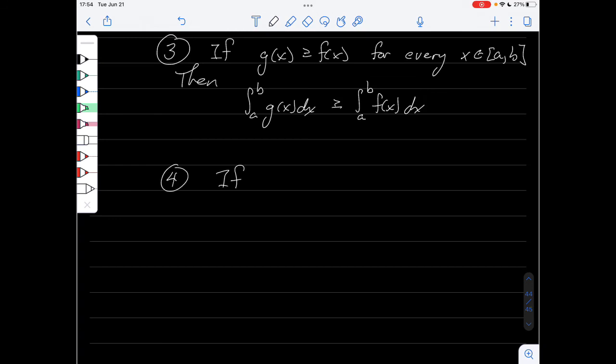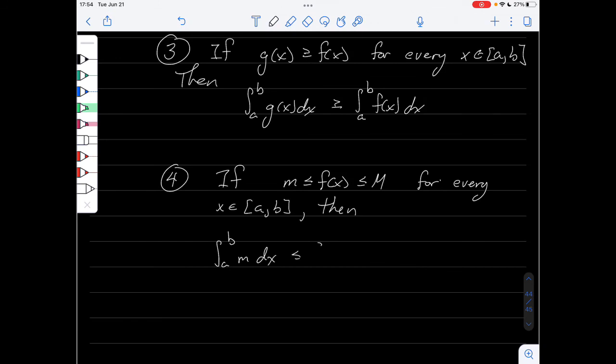So the property is that if little m is less than or equal to f of x, is less than or equal to big M for every x in the interval from a to b, then using property 3, the integral from a to b of m, little m, is less than or equal to the integral from a to b of f, is less than or equal to the integral of big M.